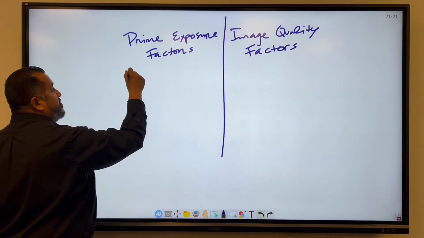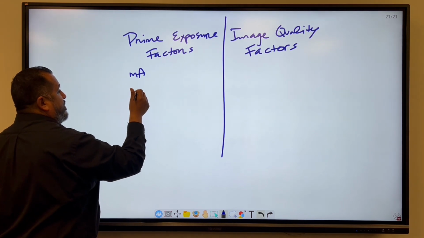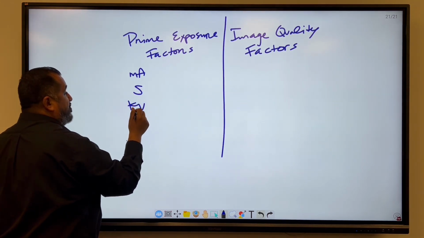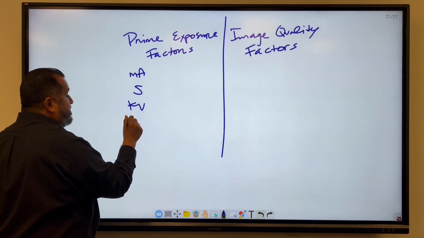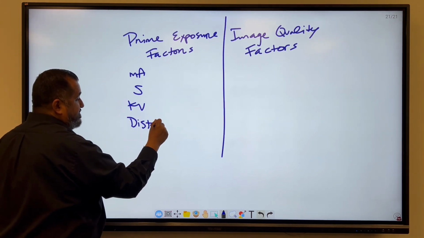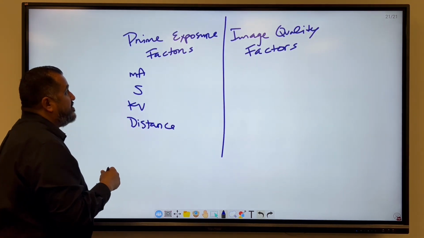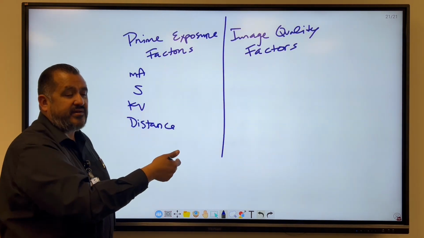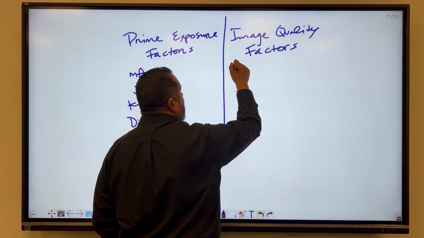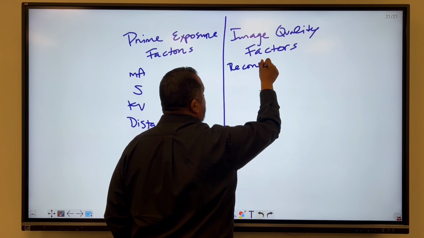Now, if you remember your prime exposure factors, you had MA, you had time, you had KVP, which are on the console, and then you had the distance, and your distance was your SID, correct? That's in your exam room. So they're different from image quality factors. Image quality factors, you have recorded IR exposure.